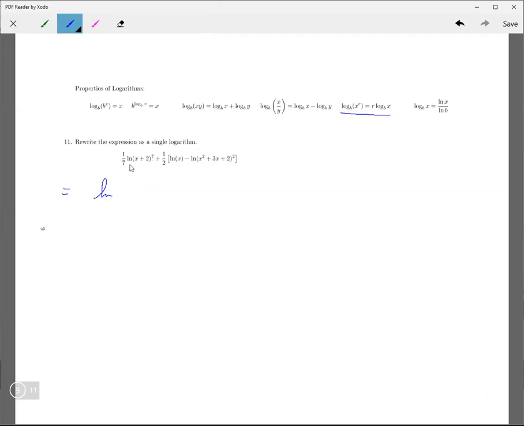ln is the natural logarithm, so all these properties hold for it as well. When you pull that up there, it's 7 divided by 7, which is just going to give you log of x plus 2. Now this one is a little bit tricky. Go ahead and distribute the 1/2 into both of these.